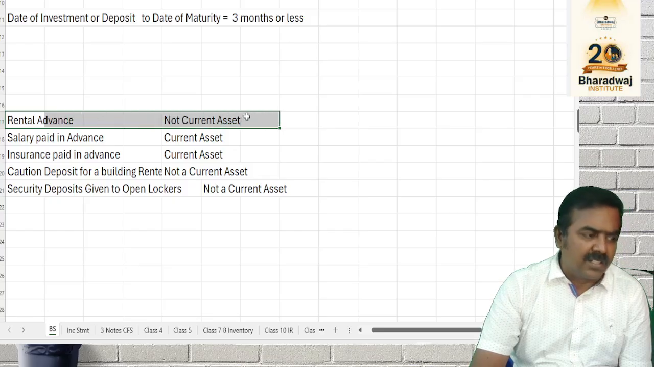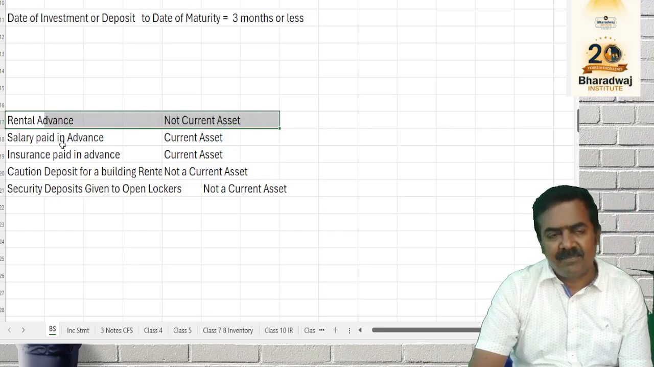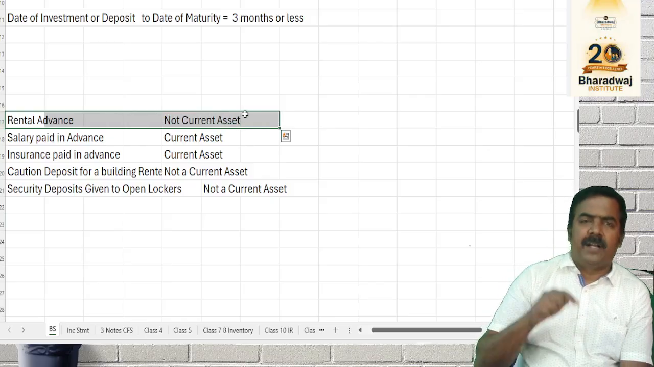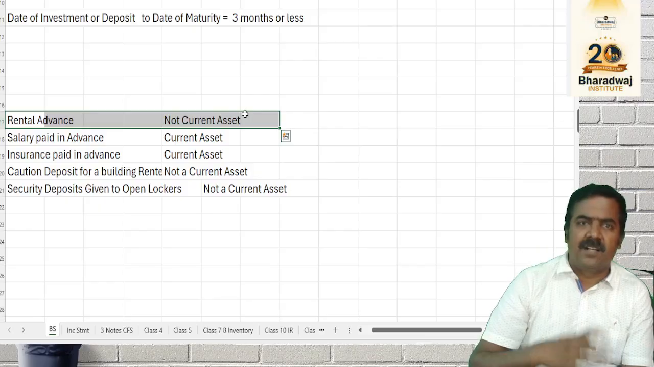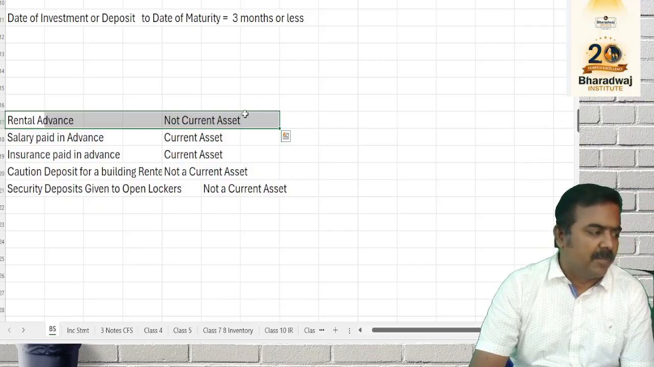Then, let me go for some examples. Rental advances are not current assets. Why? For this building, I paid a rental advance. It can be a security deposit or rental advance. It is not a current asset. Why?